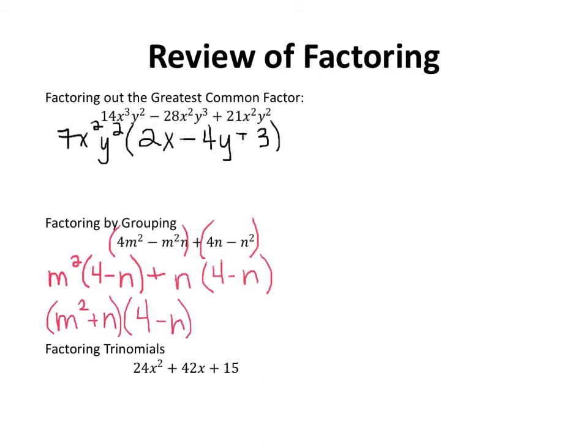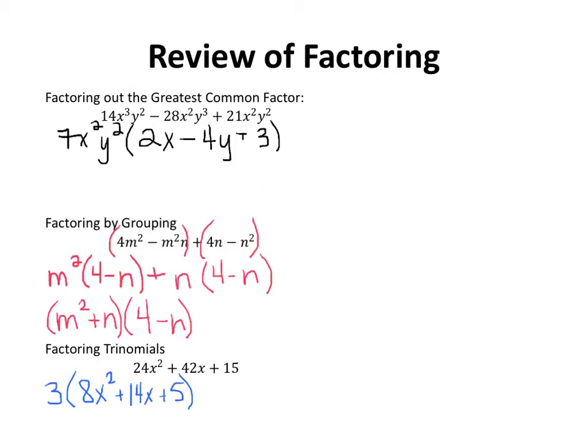The last one is when we're looking at trinomials. Trinomial means 3, a polynomial that's got 3 terms in it. The first thing that you always want to look for when you're factoring trinomials is is there some common factor in this particular trinomial? And we should be able to recognize that each term is divisible by 3. So we can factor 3 out of it. We're left with 8x squared plus 14x plus 5.